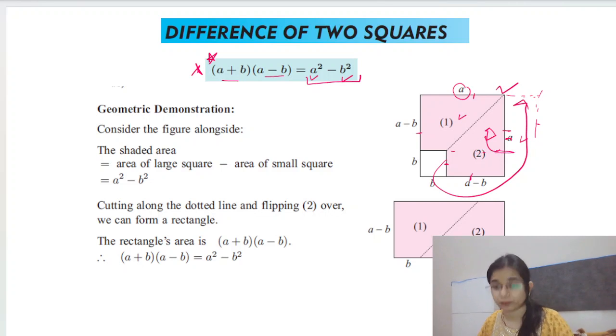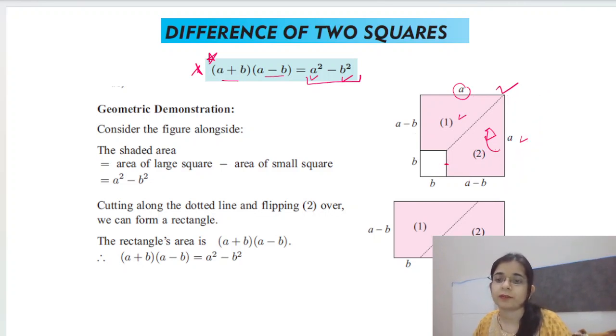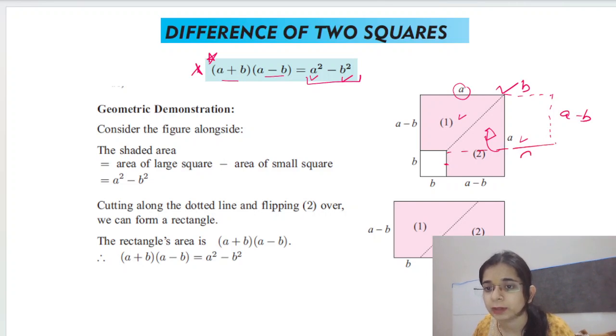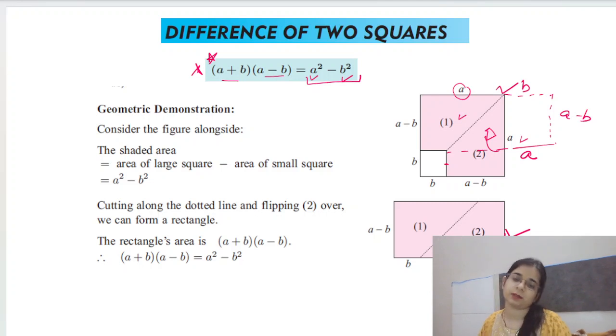So let me just clearly redraw that. After flipping it, here you will have the B, here you will have the A minus B, and here you will have the A. So ultimately you are going to get this diagram, which you can see is a rectangle of breadth A minus B and length A plus B.